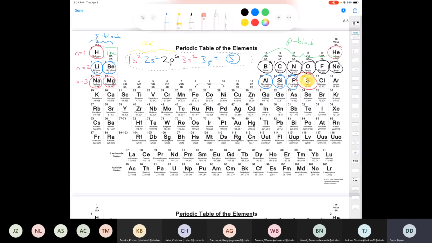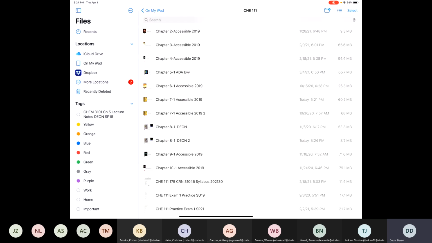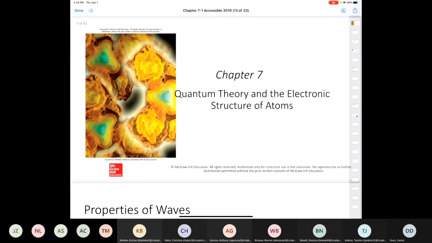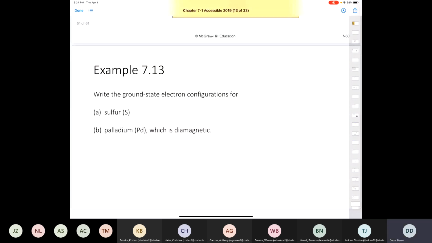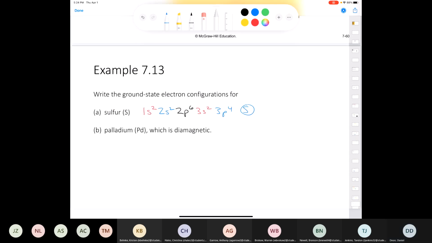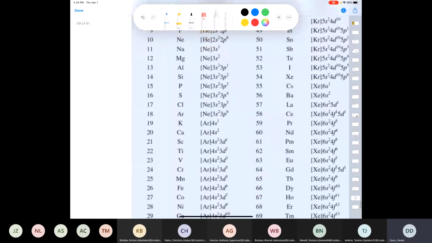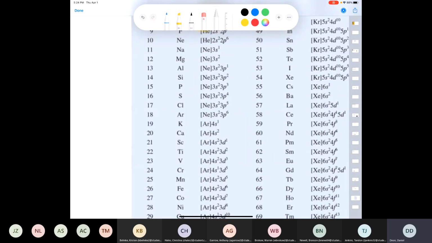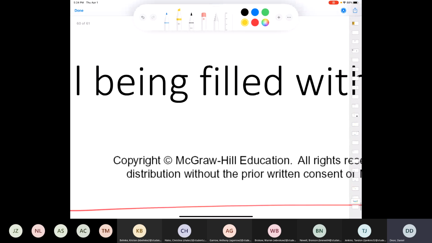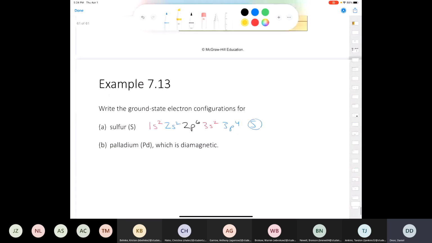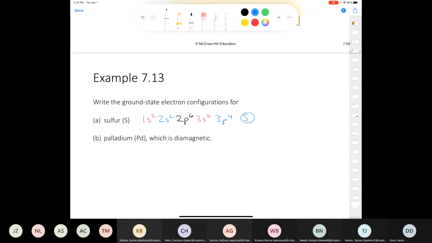So now I'm going to copy what we just did, take that out of here, and go back to our original slides right down here, and paste that in. If you go back to what I had here, you'll see that for sulfur, it's different. It says neon, and then it says 3s2, 3p4. If we go back to our answer, you see that our answer ended up with 3s2, 3p4.